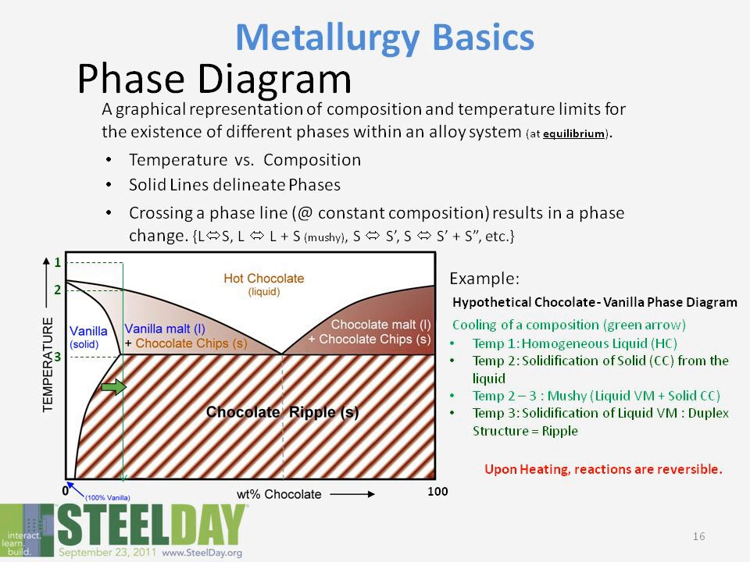So really what you have to understand from phase diagrams, again, is that it's a temperature composition-based diagram. The lines delineate changes in state, be it from liquid to solid, or in some instances, as we'll talk about in steel, it actually delineates changes from solid to another solid. These phase diagrams are equilibrium diagrams, which means slow change, and the reactions shown in the diagram are 100% reversible. So upon heating, we can go from chocolate ripple to vanilla malt to hot chocolate, and again, as we solidify, it'll go backwards.